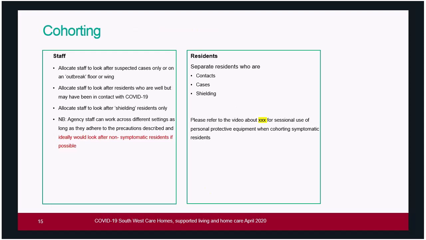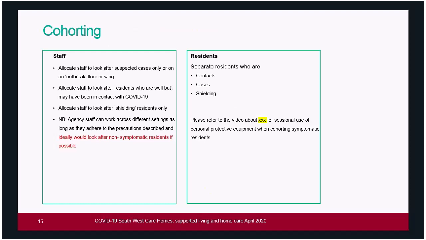Try and allocate staff to look after suspected cases or confirmed cases only, or for an outbreak floor or wing. Allocate staff to look after residents who are well, but who may have been in contact with COVID-19. And allocate separate staff to look after the vulnerable residents, particularly those who are shielding. Just to note that agency staff can work across different settings as long as they adhere to the precautions described, and ideally would look after non-symptomatic residents if possible.